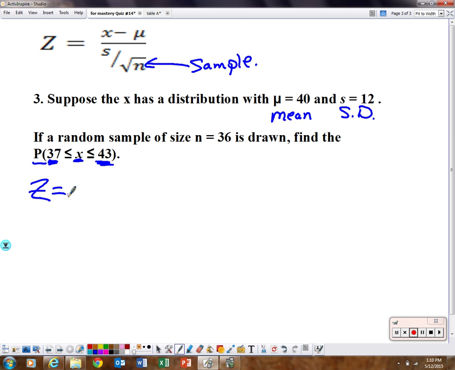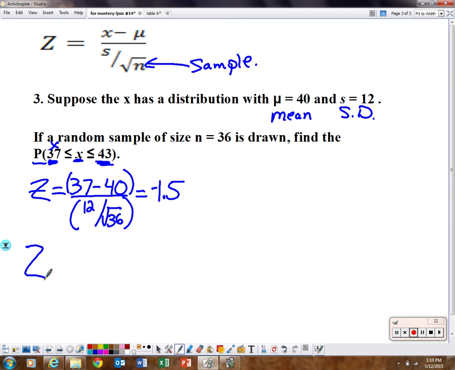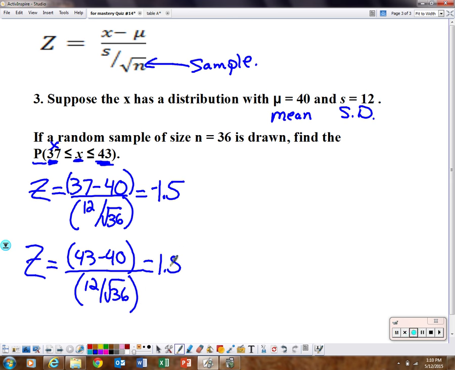So z equals, okay, this is our x, our first one, 37 minus 40 divided by, now the standard deviation is 12 divided by the square root of 36. Okay, plug this into the calculator very carefully. Use your grouping symbols, use your parentheses, and you should get negative 1.5. Do the same thing with 43. So we're going to go 43 minus 40. Again, use grouping symbols. 12 divided by the square root of 36. And you should get 1.5.